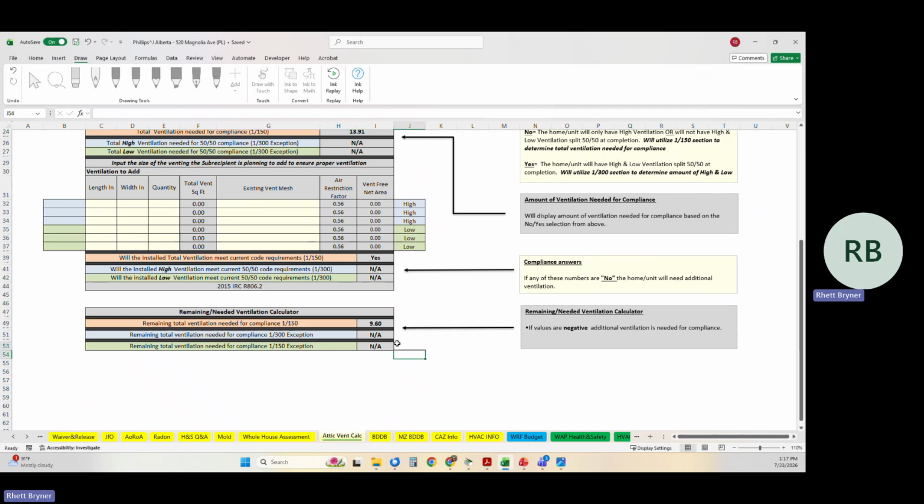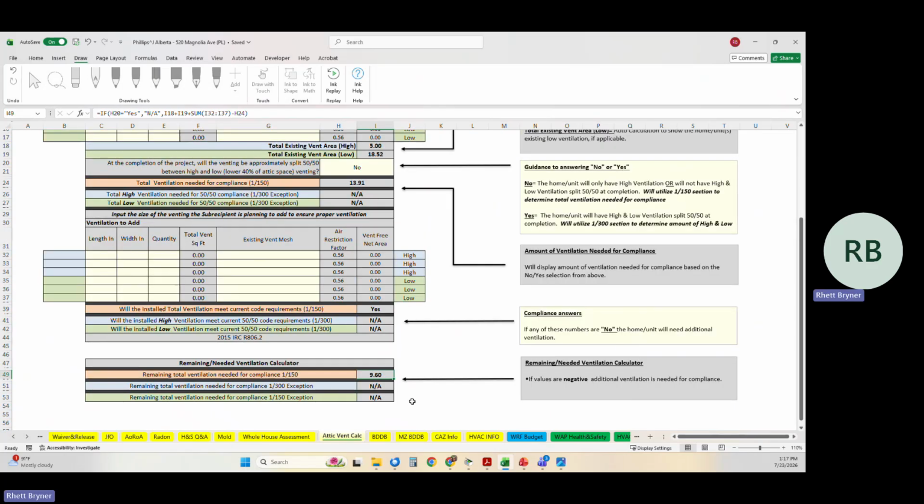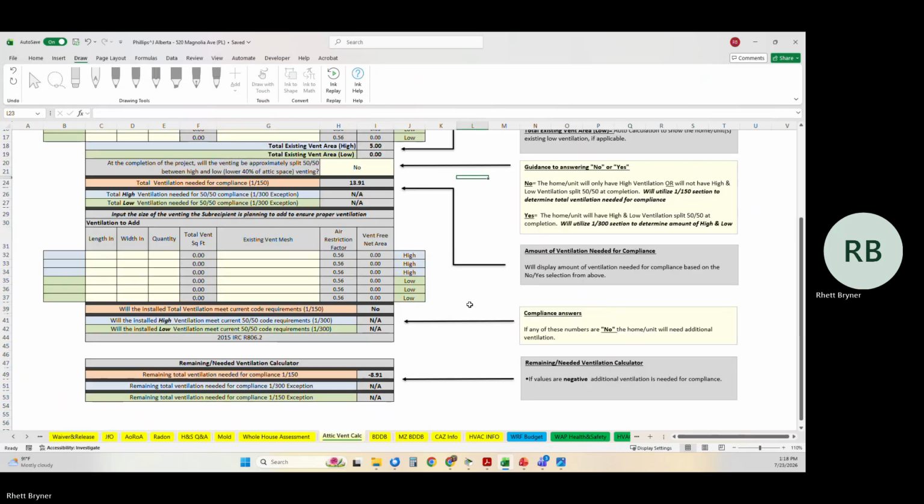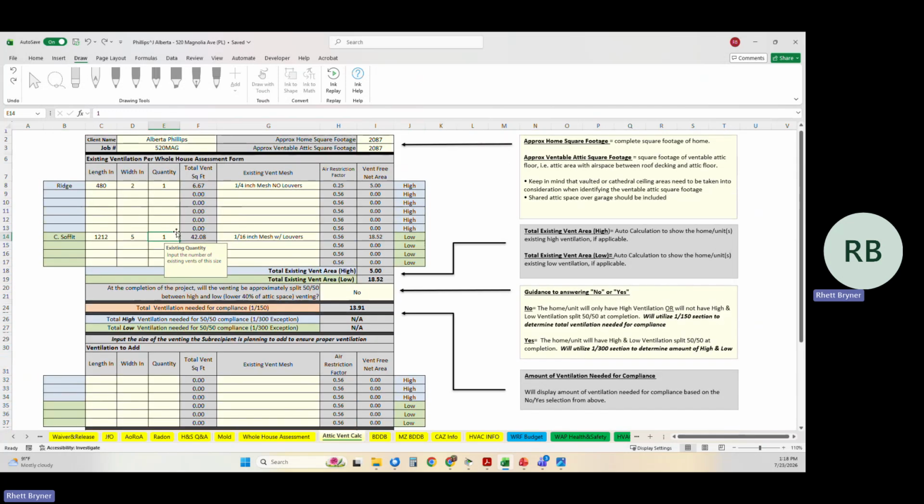This is going to be your final number that you want to look at. If this is negative, you need to add more ventilation for the home to have enough ventilation. Just to show you what that looks like, all these numbers calculate together. If I was to come up here and delete this, you saw a lot of my ventilation went away. Now I don't have enough ventilation. So I would need to add more ventilation in order to make this house passable. In this case, we don't have any problems because we have plenty of ventilation.